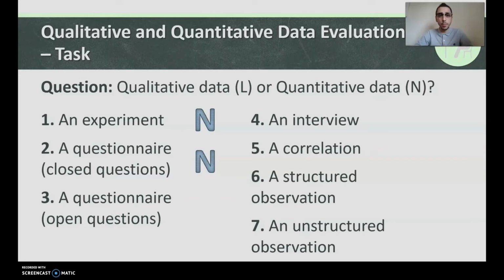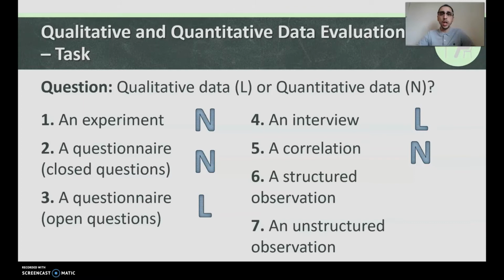A questionnaire of open questions. Open questions mean like, tell me about your day. Open question, easy. Closed question, how was your day? Good, very good, not so good. Okay, closed questions give you options. Open questions leave it open to you. You can give any answer. So open questions are more likely to give you qualitative data. Good. An interview is more likely to give you qualitative data. A correlation is more likely to give you quantitative data.